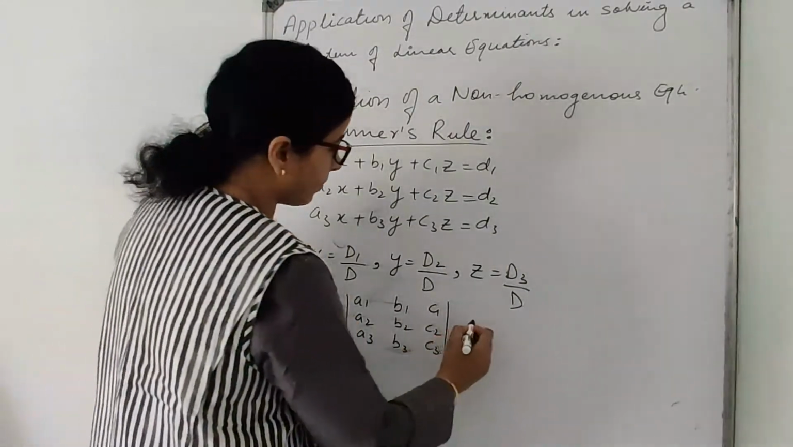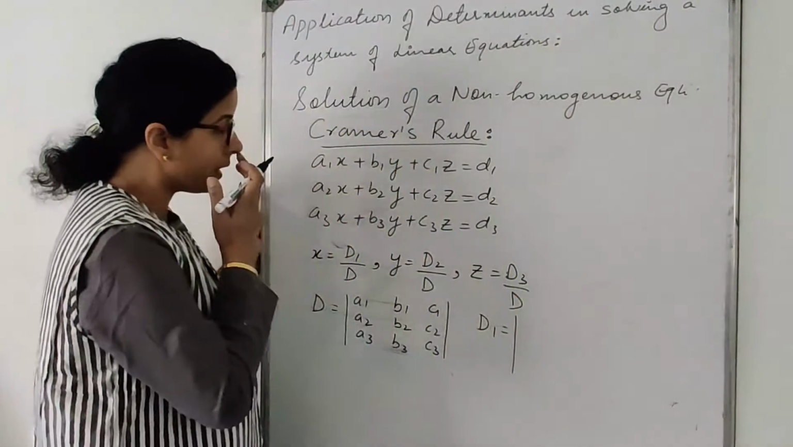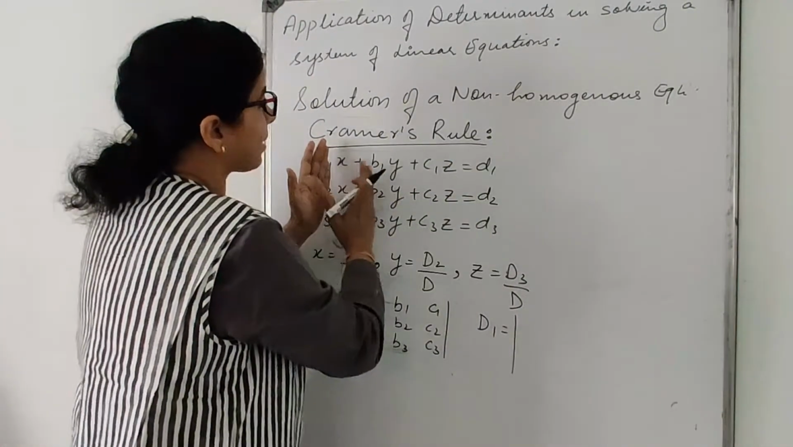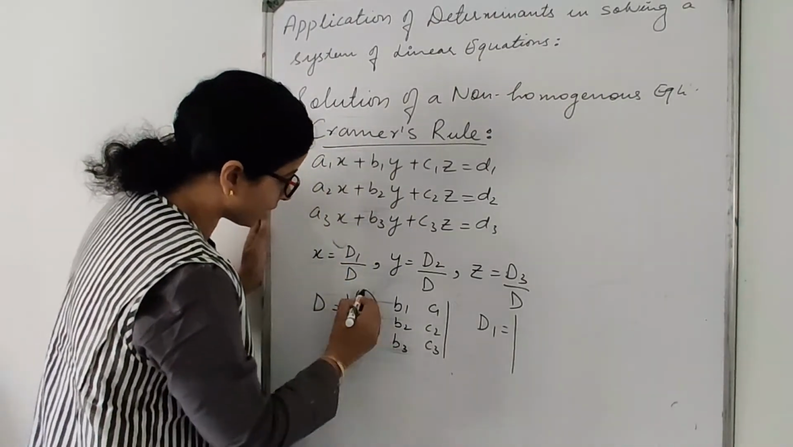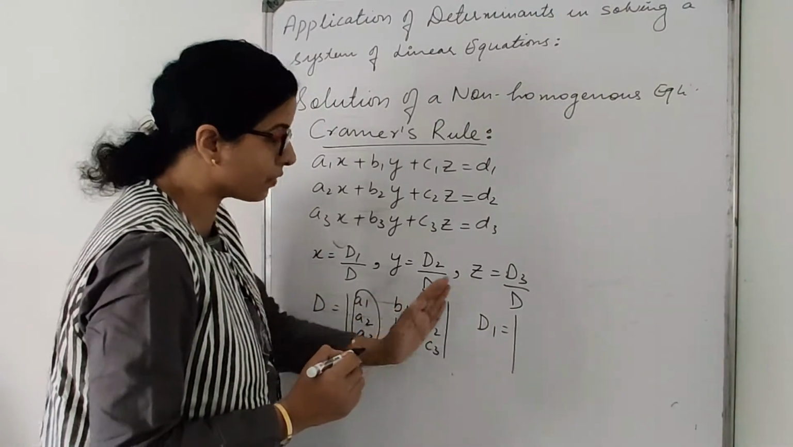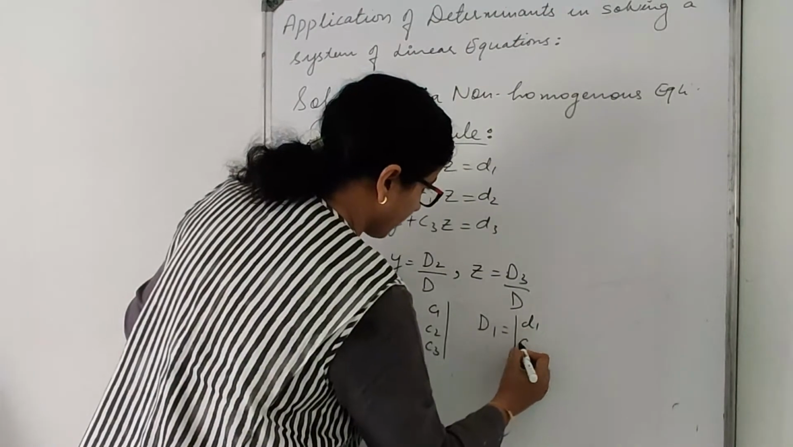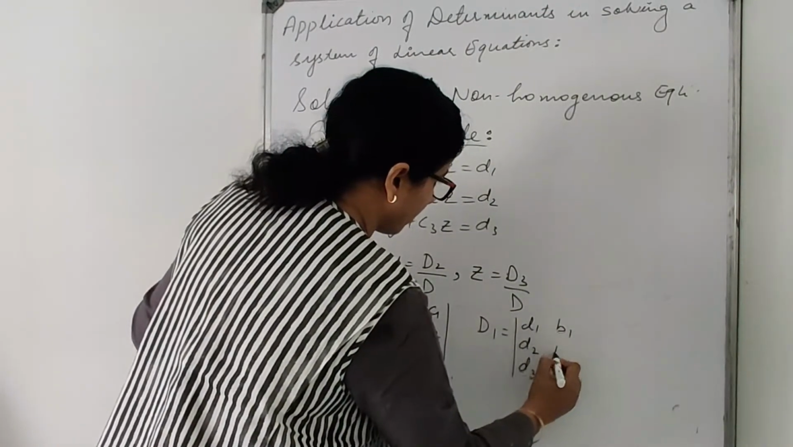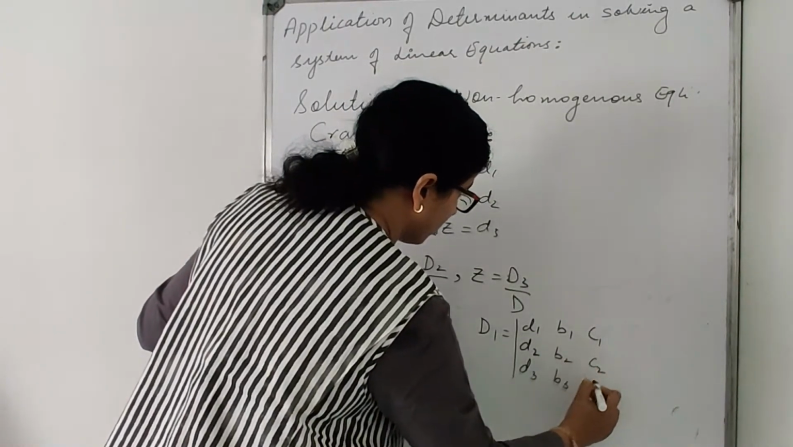Now if I am talking about d1, what I will do? The coefficient of x will be replaced by the constant terms and the rest of the coefficients will be written as it is. It means this column will be replaced by the constants d1, d2, d3 and b1, c1 will be written as it is. So d1, d2, d3, b1, b2, b3, c1, c2, c3.